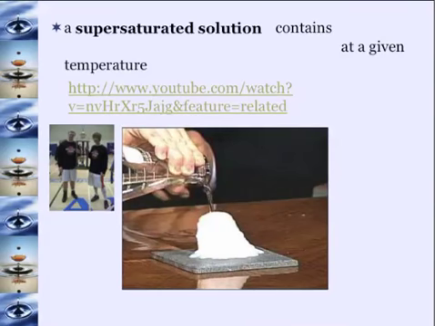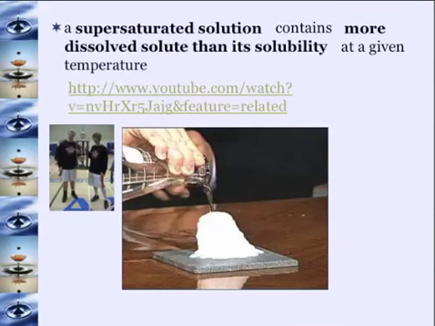Now, a supersaturated solution contains more dissolved solute than its solubility at a given temperature. Okay?